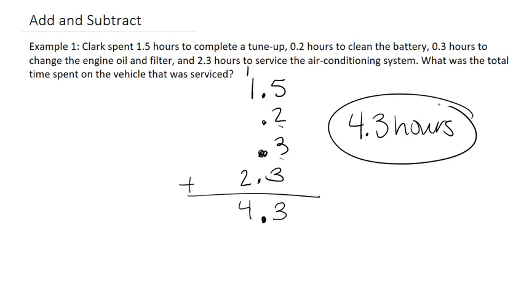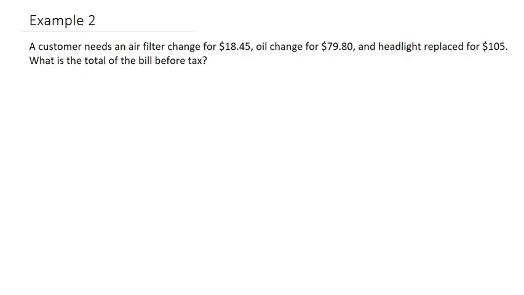Let's do another example. A customer needs an air filter change for $18.45, an oil change for $79.80, and a headlight replaced for $105. What is the total bill before tax? So once again, we are adding all of these numbers together. So let's go ahead and start writing them out.